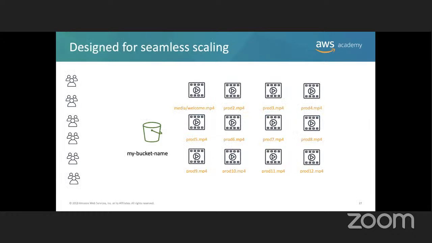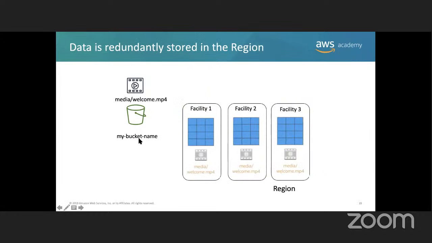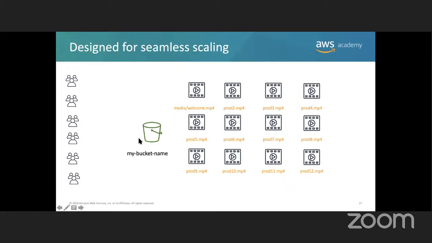Okay, it's super highly scalable, right? So you can basically upload as many objects as you want. You have welcome MP4, prod 2 MP4, prod 3, 4, 5, 6, 7, 8, whatever you want, and it's going to be highly available. But don't forget something: you're going to be charged per gigabyte per month. That's something you have to keep in mind for the exam and for your lives, right? That storage, you have to pay for it.